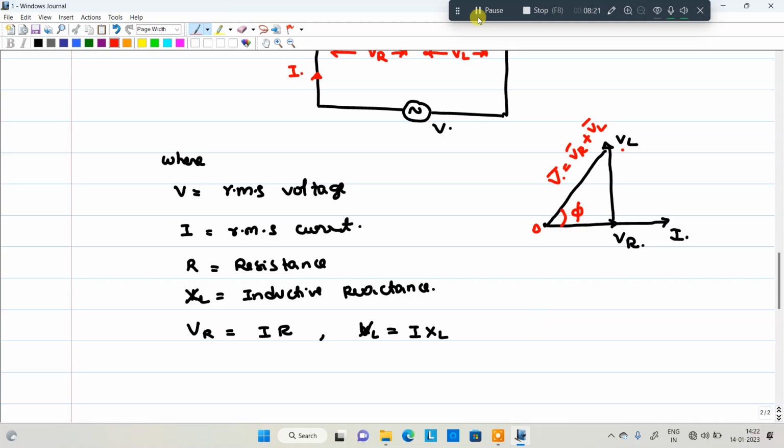From the phasor diagram, we are going to draw the impedance diagram also. In the impedance diagram, in place of VR, we can write R, the resistor.